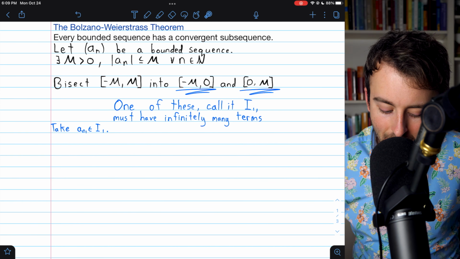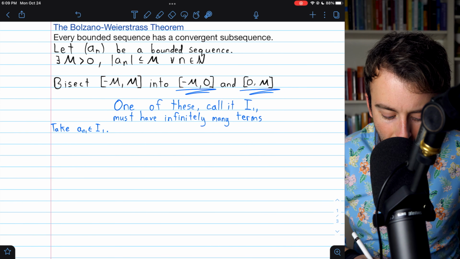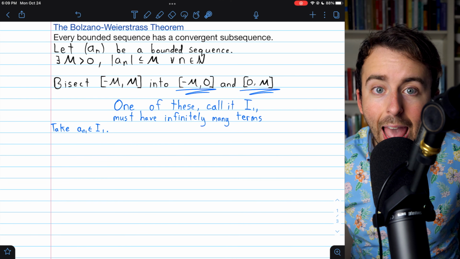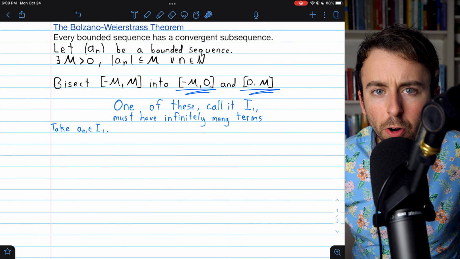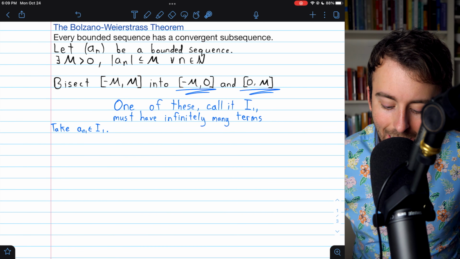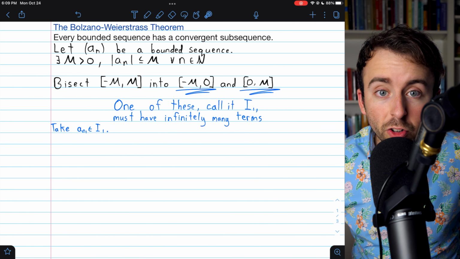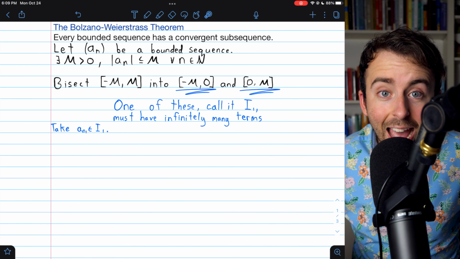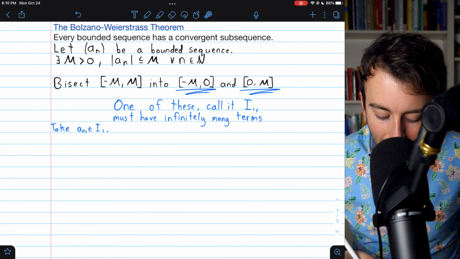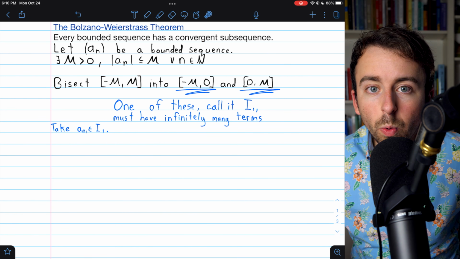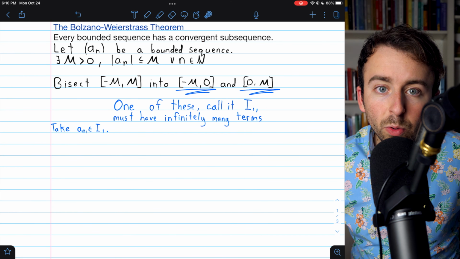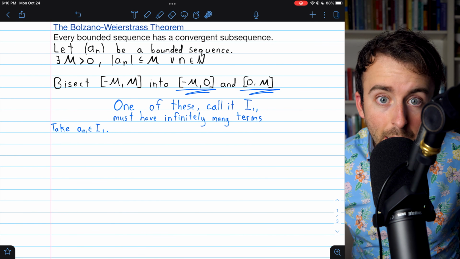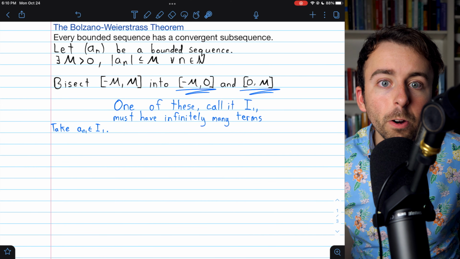So this interval I_1 has infinitely many terms of our sequence. We're then just going to take any term from that interval. Call that term a_{n_1}. This is going to be the first term of our subsequence. We're creating a subsequence that in the end we're going to show is convergent. Because remember, the goal here is to show that our bounded sequence has a convergent subsequence. So this term from the closed interval I_1, this term that we're calling a_{n_1}, is the first term of our subsequence. Now we're going to repeat this process infinitely in order to create an entire subsequence.